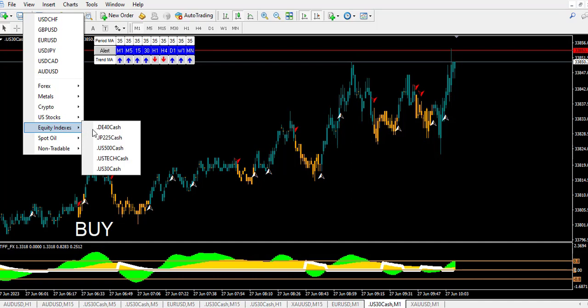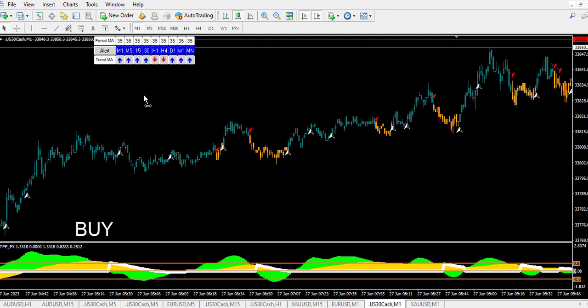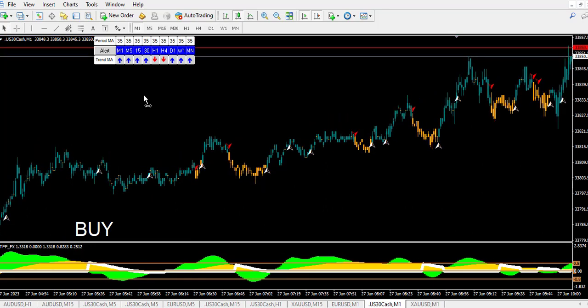This can be used on the indices too, like US 30, US Tech Cash, US 500, JP 225. It depends on what you have on your broker's platform. This is US 100. You can use it on spot oil also, like Brent and WTI. Now, having said that, let's dive into today's tutorial.